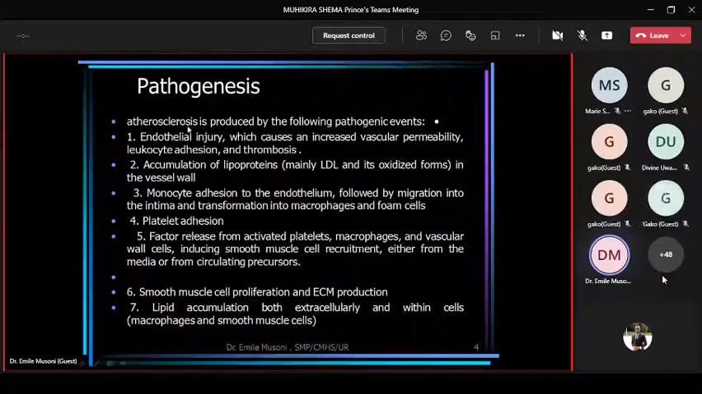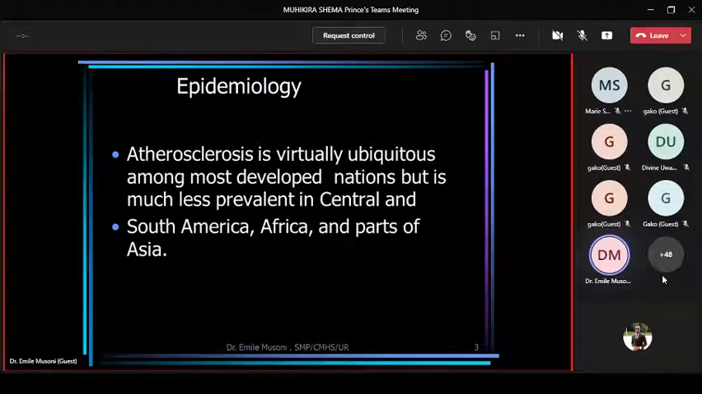Atherosclerosis, as I said, most of the time it is found in developed countries, but it doesn't mean in low-income countries there's no atherosclerosis.